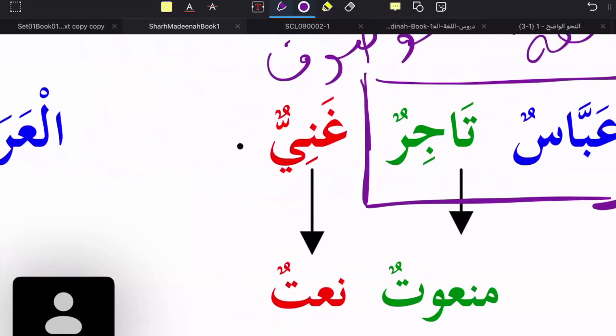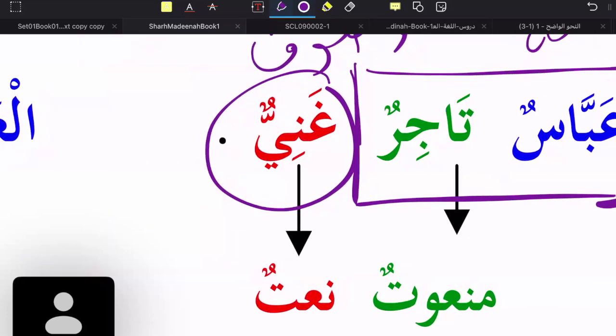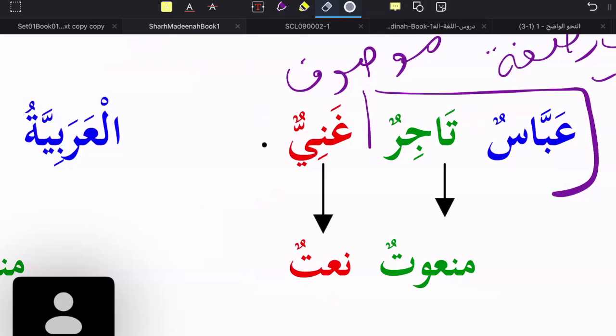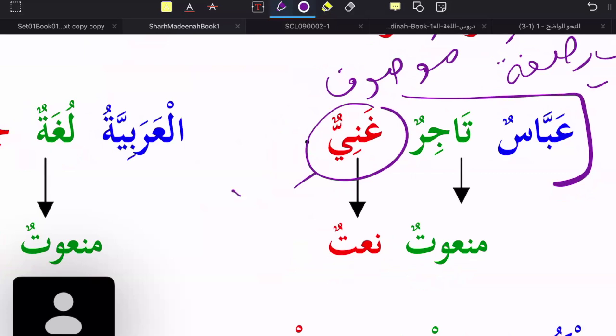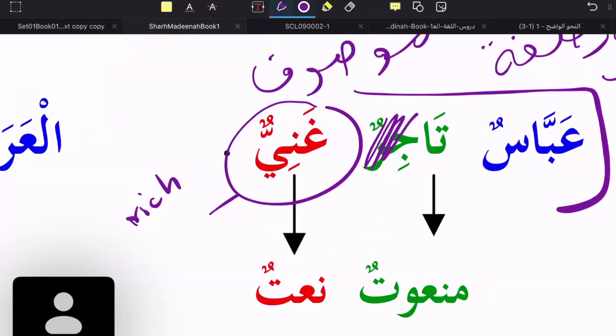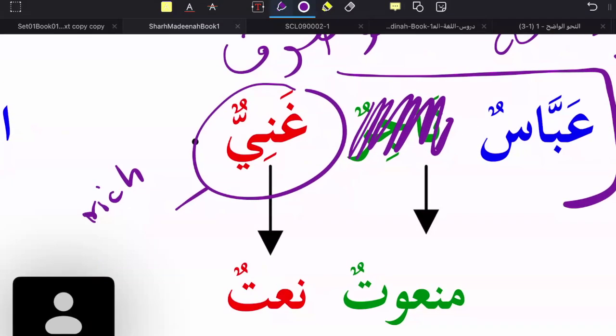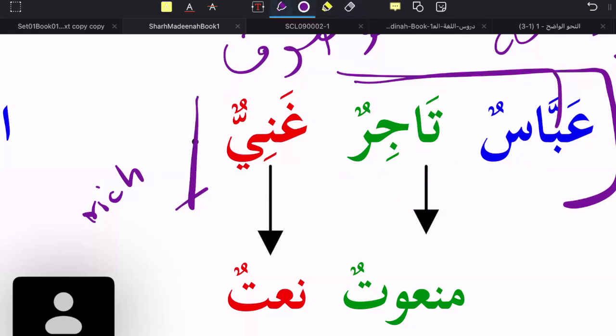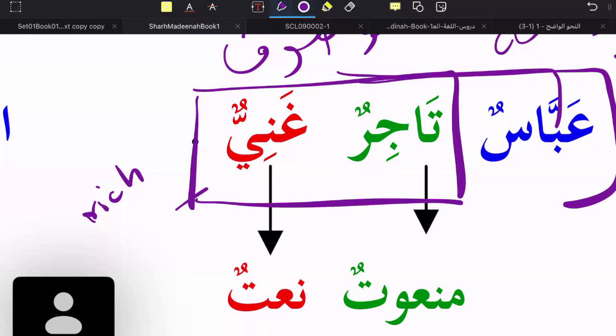Now we have one additional word which says ghaniyun. So now we have Abbasun tajirun ghaniyun. So what is ghani? Anybody knows what is ghani? Rich, right? We have had this word, rich. Now, if you recall, we also had a similar sentence where we did not have tajir. We could have said Abbasun ghaniyun. So when you say Abbasun ghaniyun, that means Abbas is rich. So when we combine these two, what we are getting is an adjective phrase.